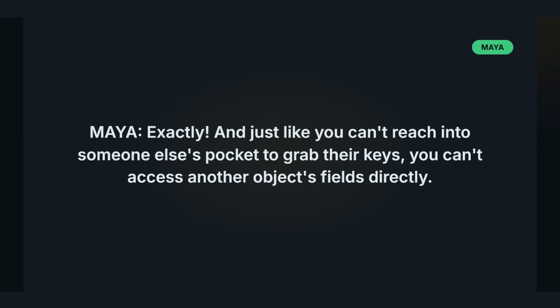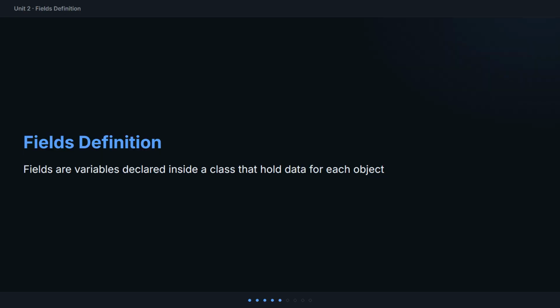Exactly. And just like you can't reach into someone else's pocket to grab their keys, you can't access another object's fields directly. Each object guards its own data, which is why we need methods to interact with what's stored inside. Fields are variables declared inside a class that hold data for each object, and each object gets its own copy of those fields. They're essentially the object's personal memory slots.